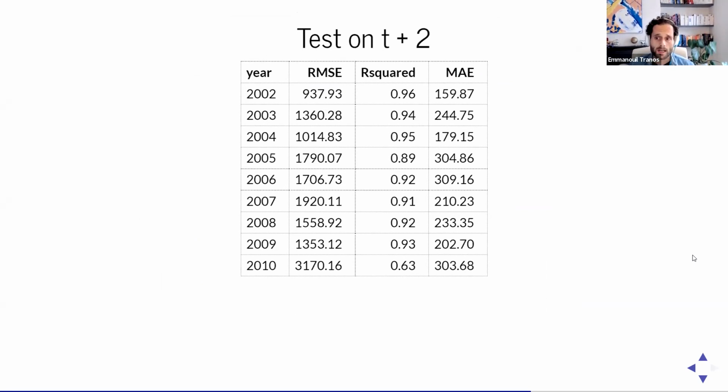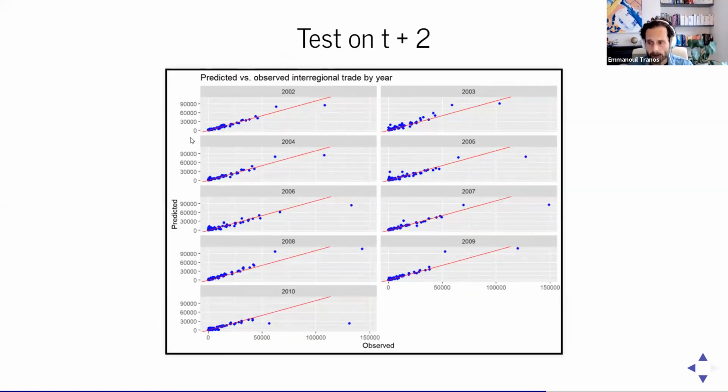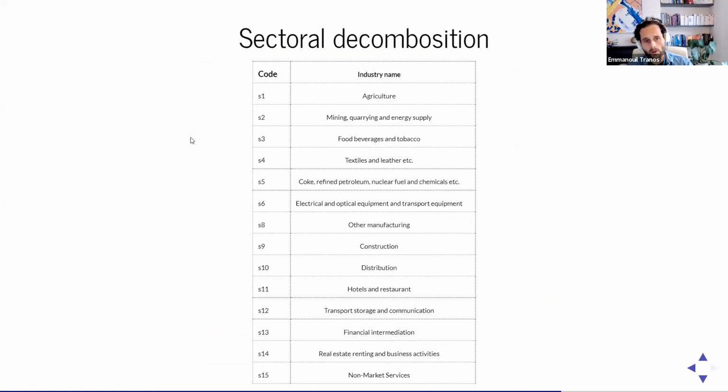And the results are quite good, actually. For most of the years, we achieve an R-squared above 0.96. So this 2002 means that we used data from years 2000 and 2001. We trained our model using these data, and then we applied this model to unseen data from 2002, and we achieved these metrics, as you can see on the screen. Same thing with the graph.